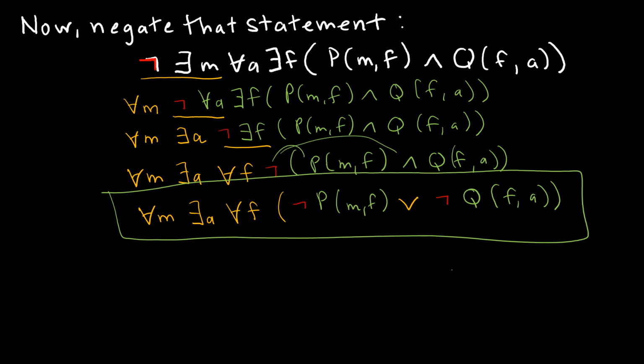And what on earth does that mean? That means for all men, there exists an airline such that for all flights, the man has not taken the flight or that flight is not on that airline.